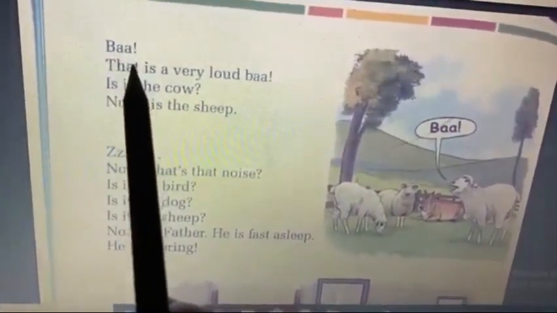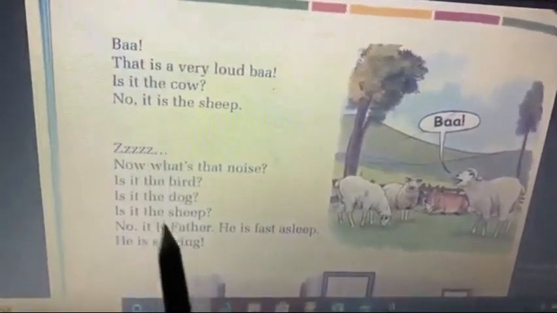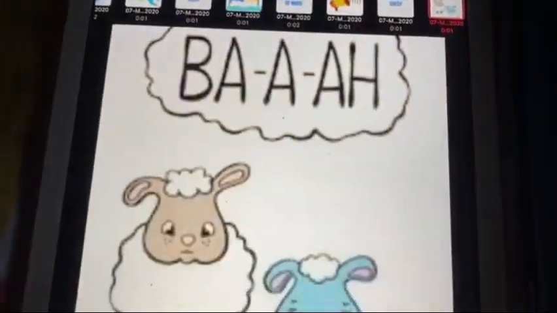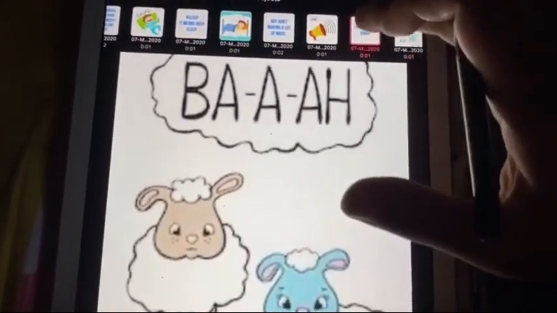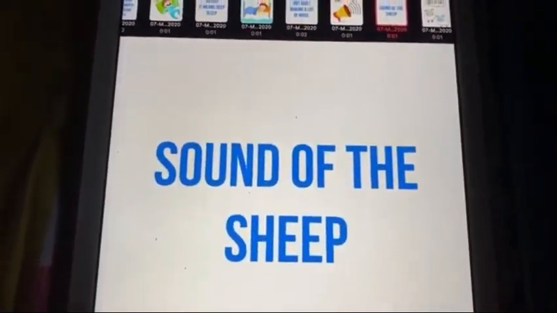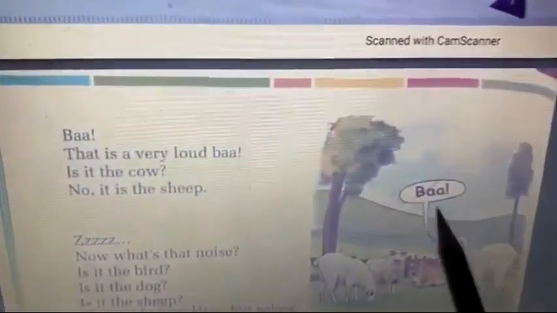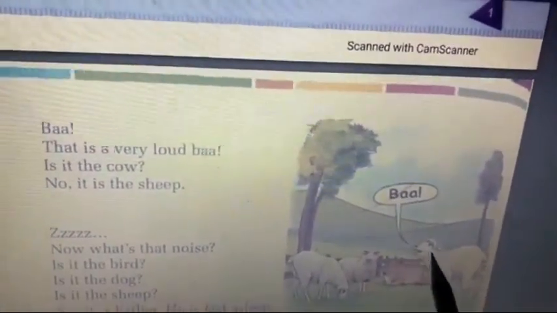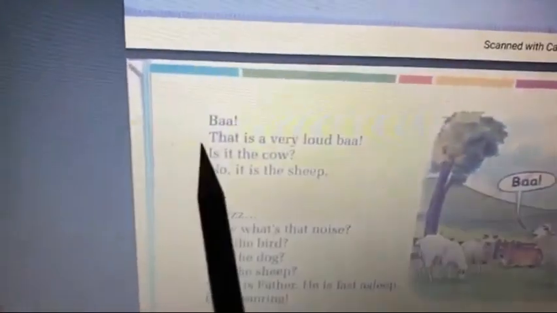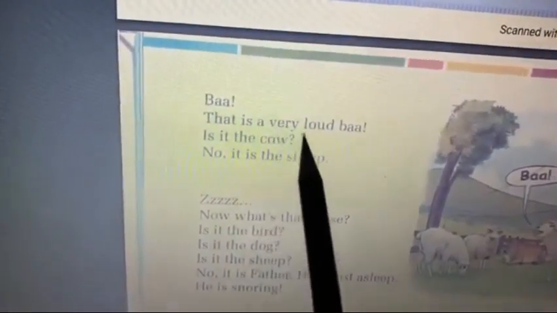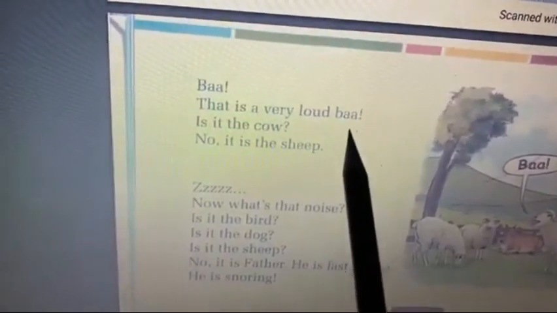Ba. What do we mean by ba? Children, ba. Ba is the sound of the sheep. See? This ba sound is coming from the sheep, so it is the sound of the sheep. That is a very loud ba.